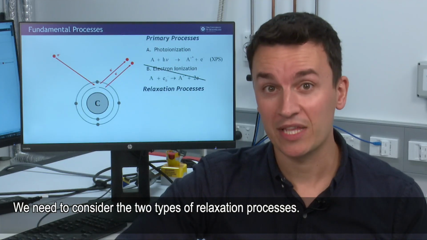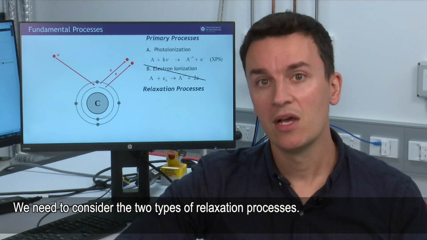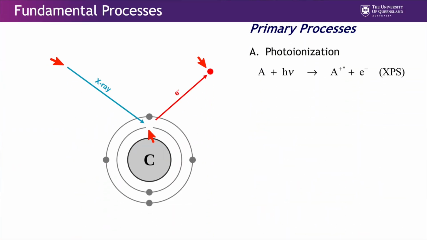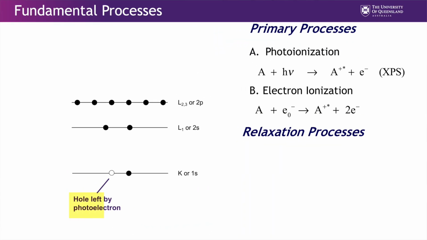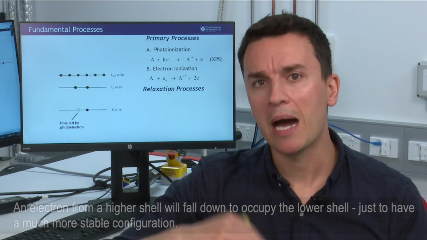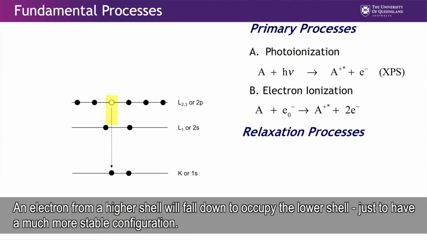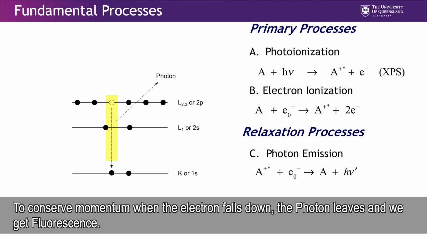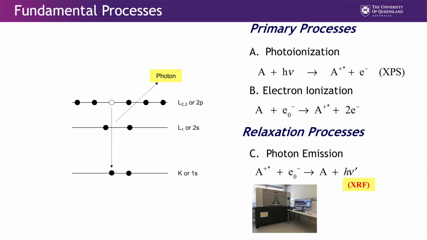What we do need to consider though is the relaxation processes. So there are 2 types of relaxation processes. So X-ray goes in, electron comes off, and then when the electron goes off, a hole is left by this photoelectron. This isn't a stable arrangement, and so an electron from a higher shell will fall down to occupy the lower shell just to have a much more stable configuration. But then in order to conserve momentum, something needs to happen. When the electron falls down, the photon leaves, and we get a fluorescence, and that's the basis of XRF, X-ray fluorescence, which is a technique.